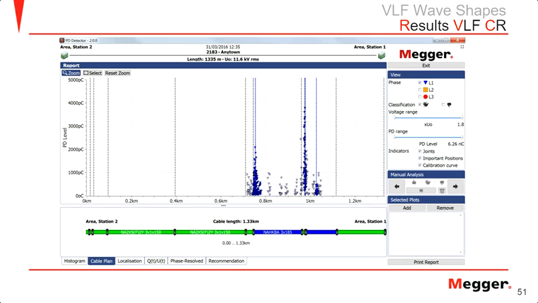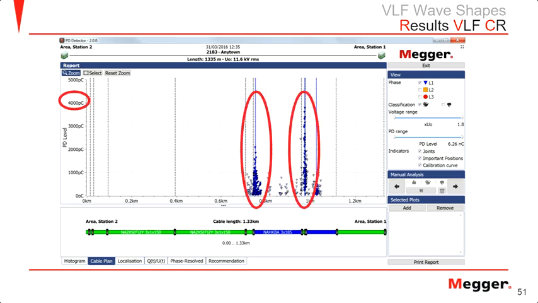And now we are analyzing results, same cable, same everything, with CR. That's your cosine rectangular. Now you see a lot of partial discharges here, here, as well as along the length of the cable. And the intensity of partial discharge is also much higher. It's about 4000 picocoulombs because of again the excitation voltage that you're using. So it is easier to see the partial discharge with a CR or a DAC wave compared to a sine wave.